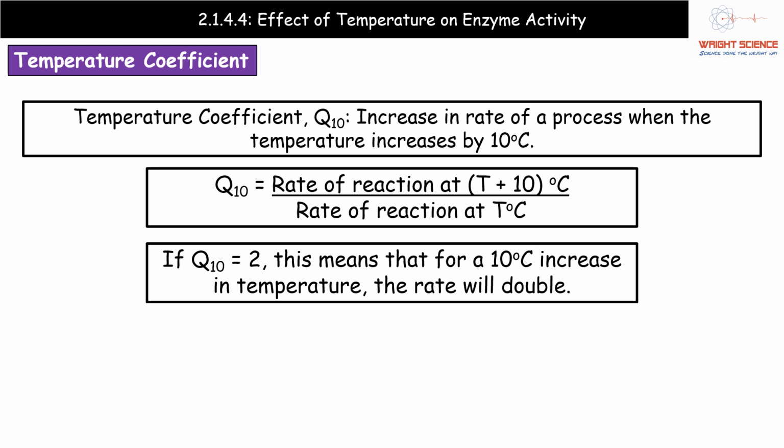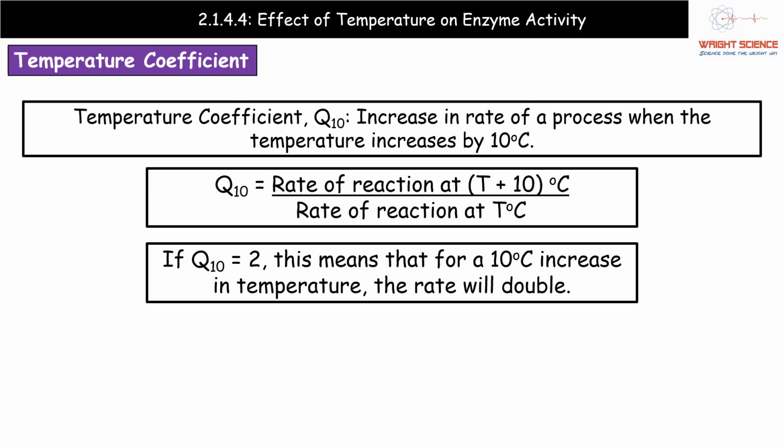The calculation that we then need to do, which people sometimes struggle with, is what we refer to as the temperature coefficient. Now, this is sometimes summarised down to Q10, and what we're talking about with the temperature coefficient is the increase in rate of a process when we increase the temperature by 10 degrees C, hence Q10, because we increase the temperature by 10 degrees.